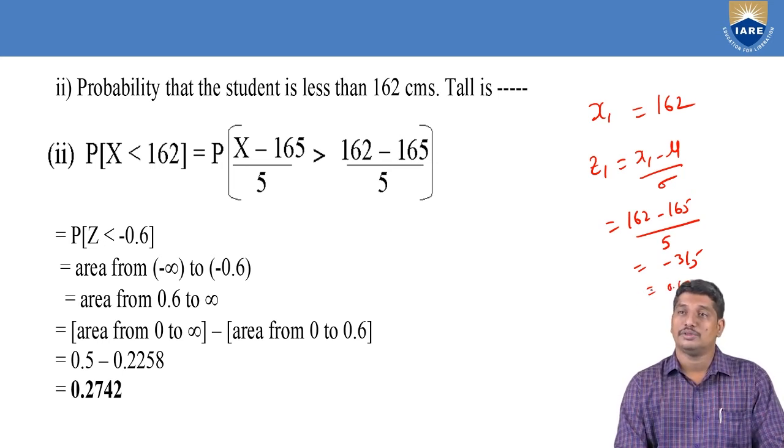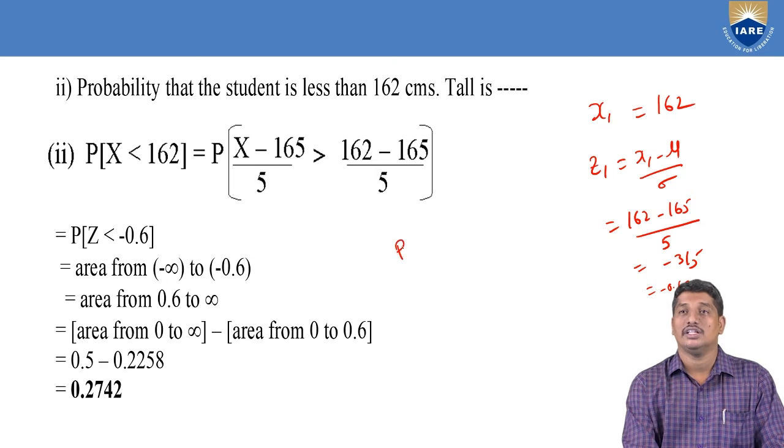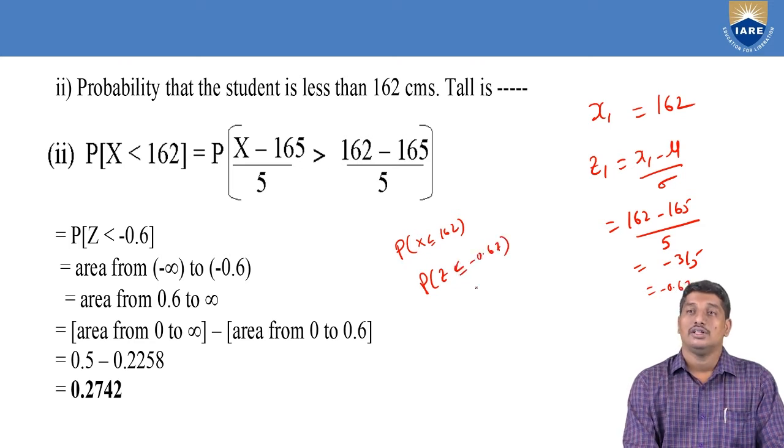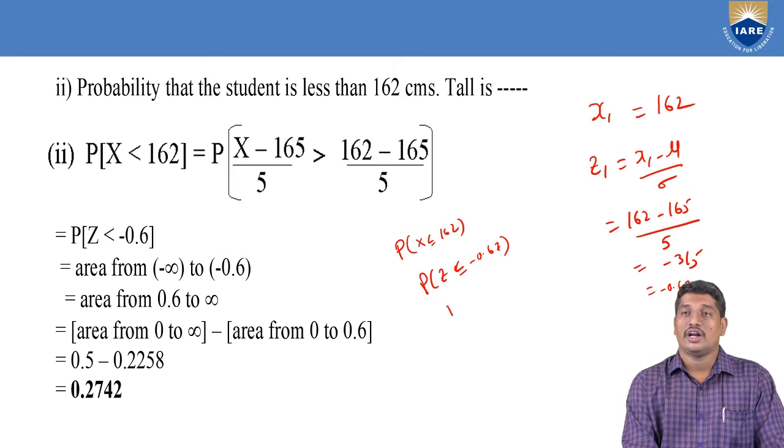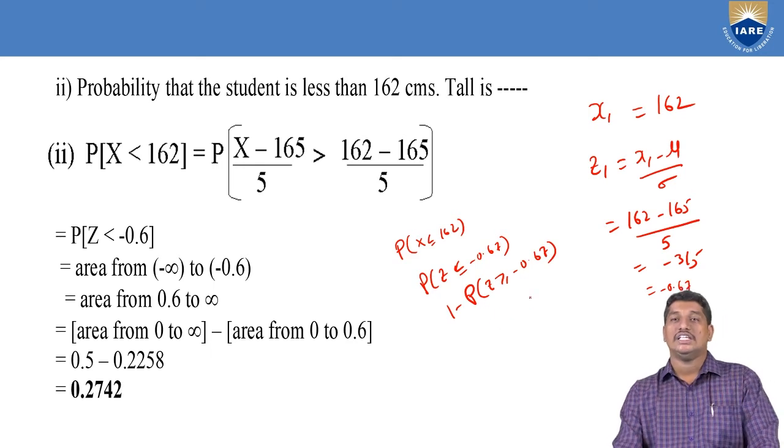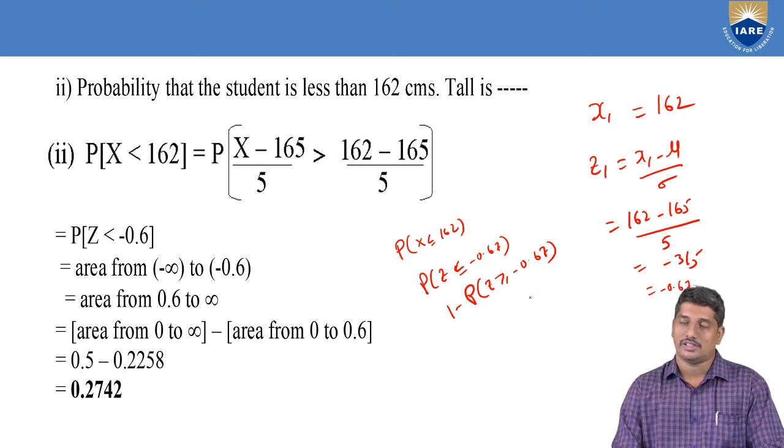So this is minus 0.67, and we have to calculate x less than 162, that is P of z less than or equal to minus 0.67. So we can write it as 1 minus probability of z greater than or equal to 0.67, and we can calculate just as we discussed in the last problem.